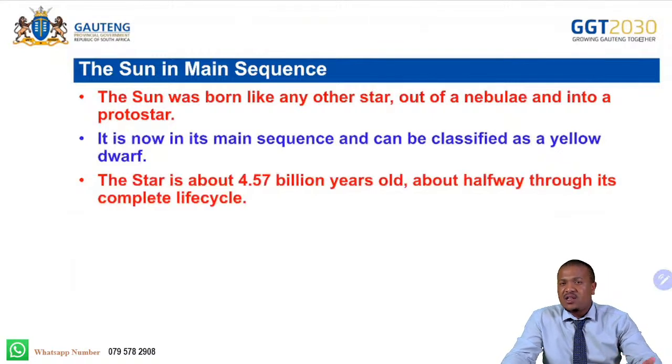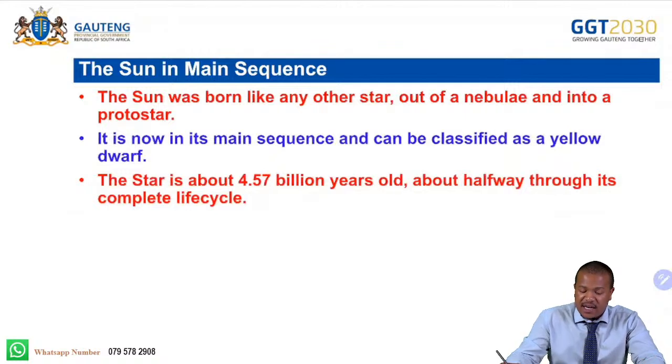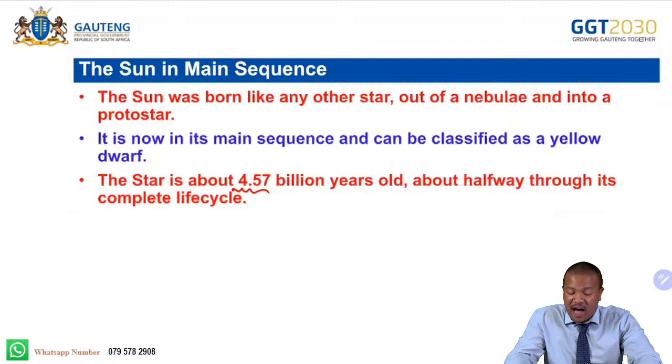The sun is now about 4.57 billion years old, about halfway through its complete life cycle, right? So the life cycle of a star is said to be what? 9 billion years. And now we're saying that the star is about what? 4.57 billion years old to date.